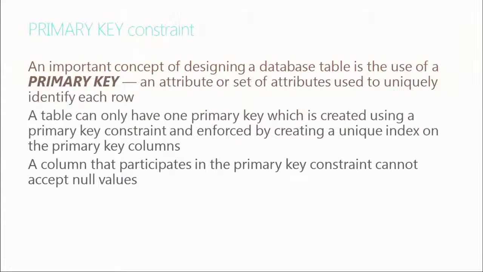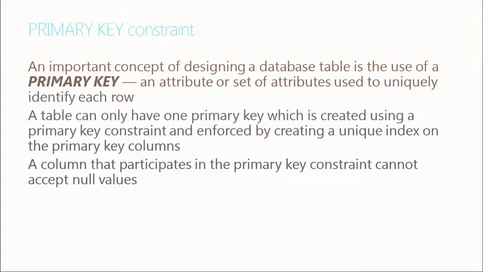But a primary key is an attribute or a set of attributes that uniquely identifies that row. So if it's a set of attributes, it's that composite primary key that we talked about. A table can only have one primary key on it. Not one column, but one primary key that could be a single column or multiple columns.